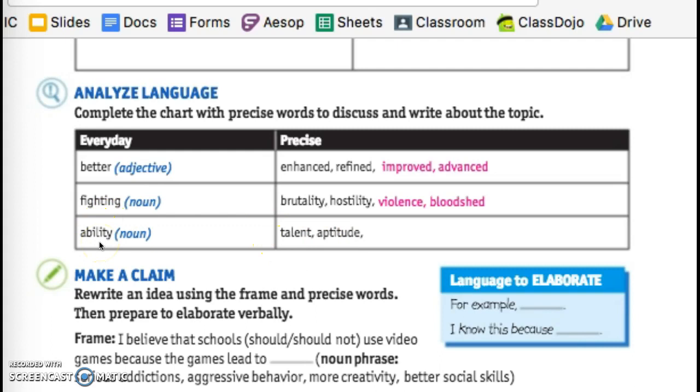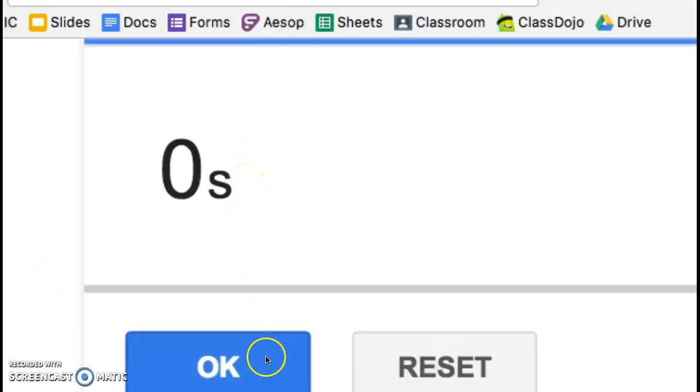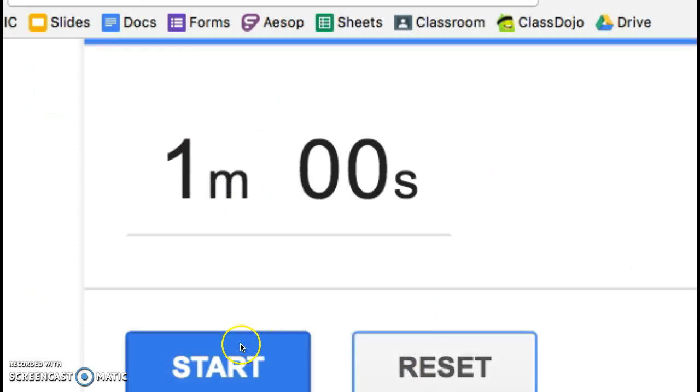I have the ability to play video games well. He has a talent to play video games well, or he has a high aptitude at video games. So what are two more words that actually mean ability that are more precise words? Again, I'll give you 60 seconds to come up with your own words that mean ability.